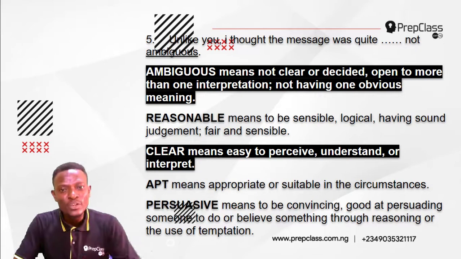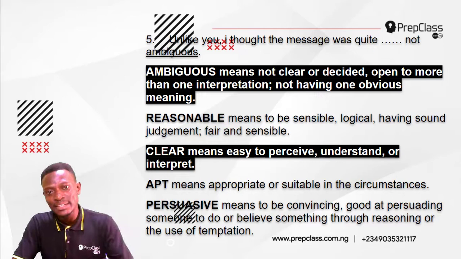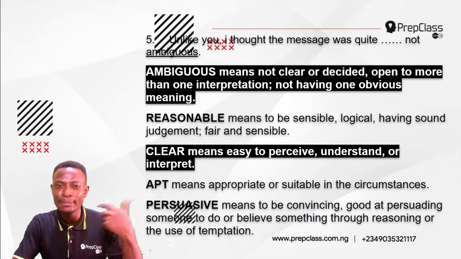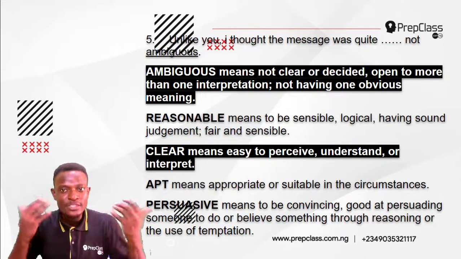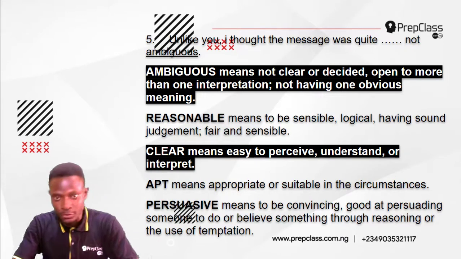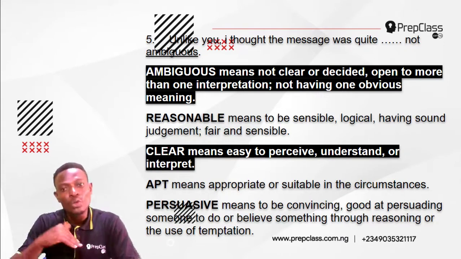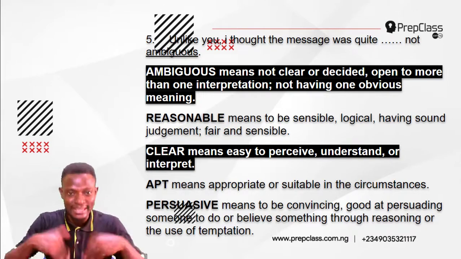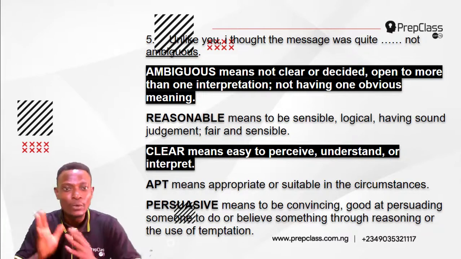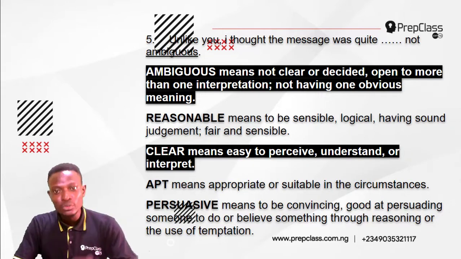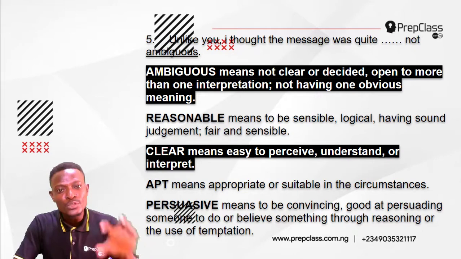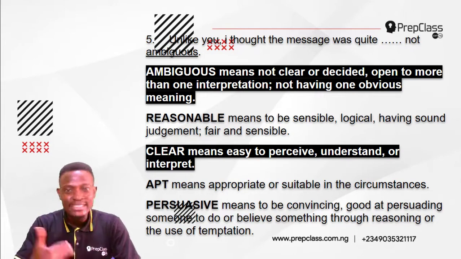Now, ambiguous means not clear or decided. When a message is ambiguous, it is not clear or decided. It means open to more than one interpretation, not having one obvious meaning. So it can be interpreted in different ways. It is not clear. Now, option A, reasonable. Reasonable means to be sensible, to be logical, having sound judgment, to be fair and sensible.